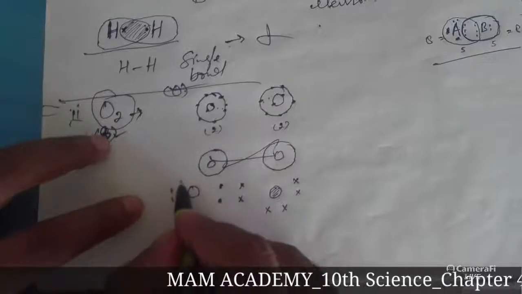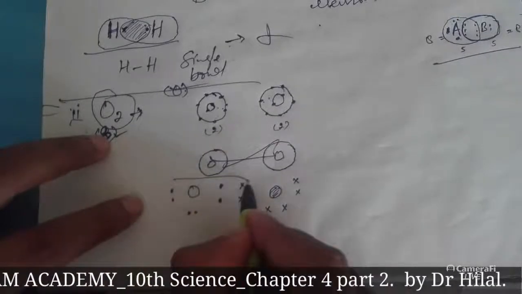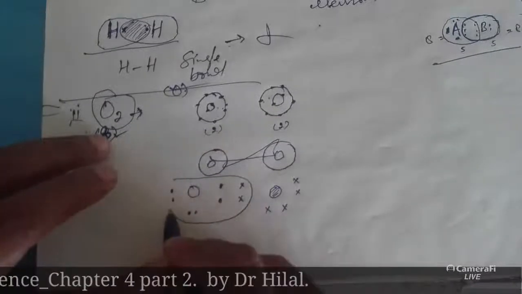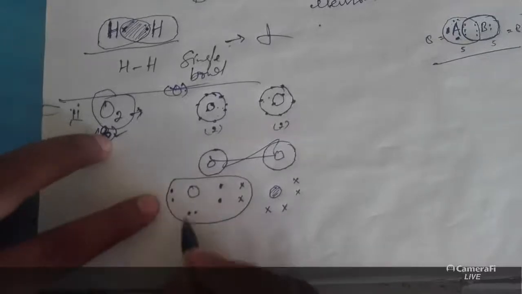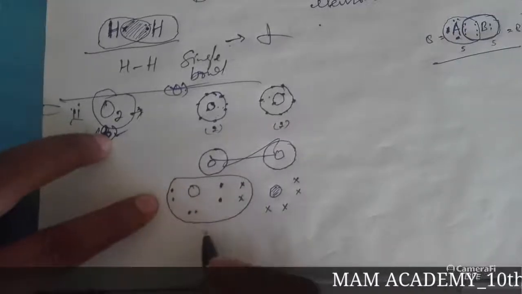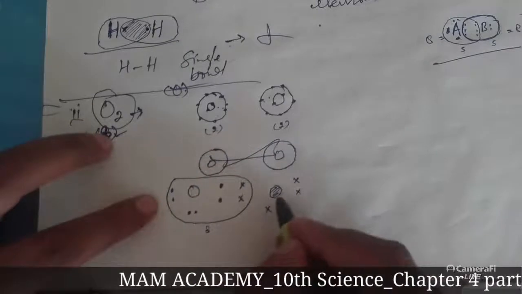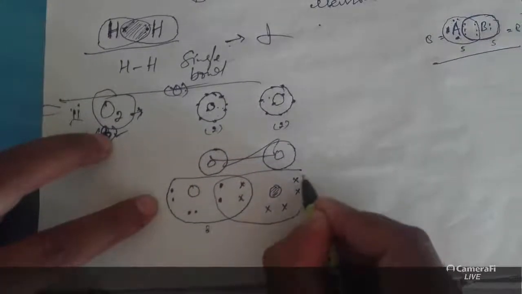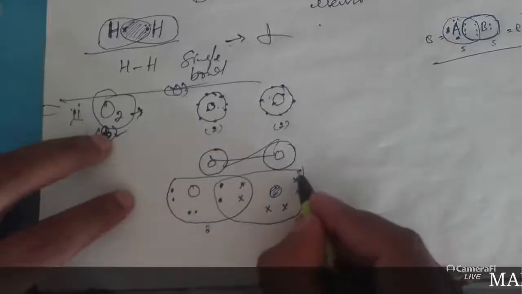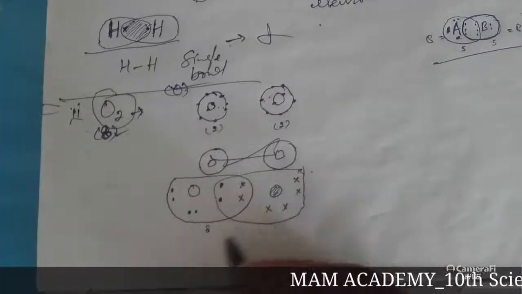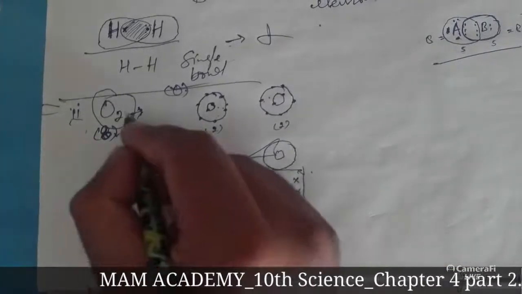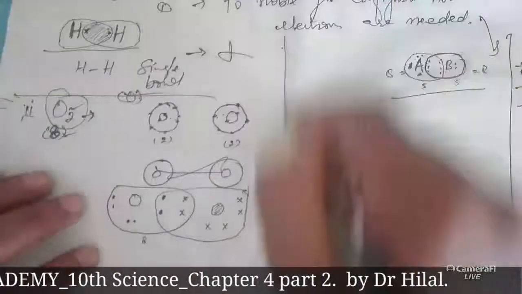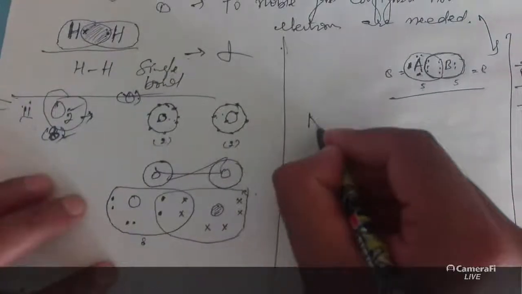So now we will make the electron dot structure. You see now 1 2 3 4 5 6 7 8. So it got 8 electrons. Now for this oxygen, 1 2 3 4 5 6 7 and 8. So this is the electron dot structure of the oxygen molecule. We have some more examples, like nitrogen.